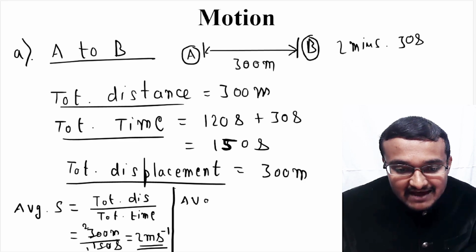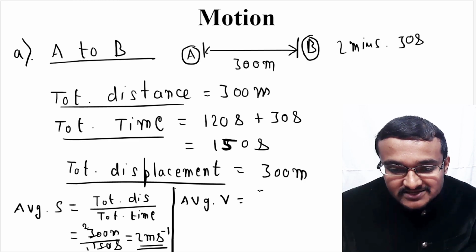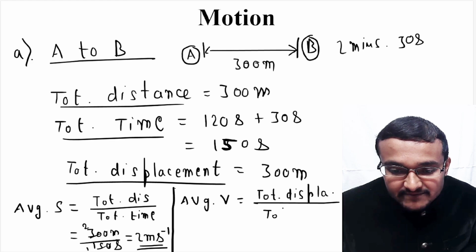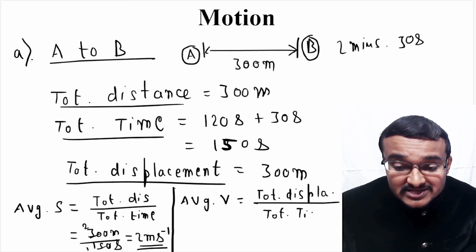Now if you want to calculate average velocity, average velocity will be equal to total displacement divided by total time. So what is the total displacement?